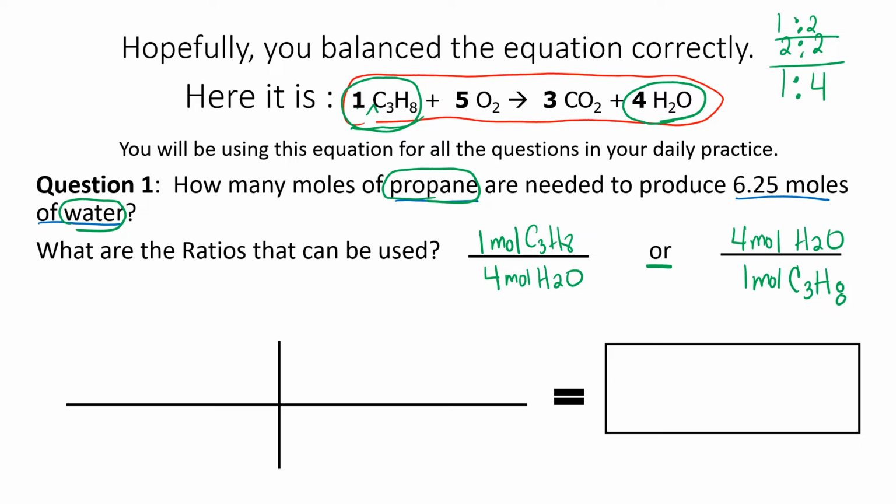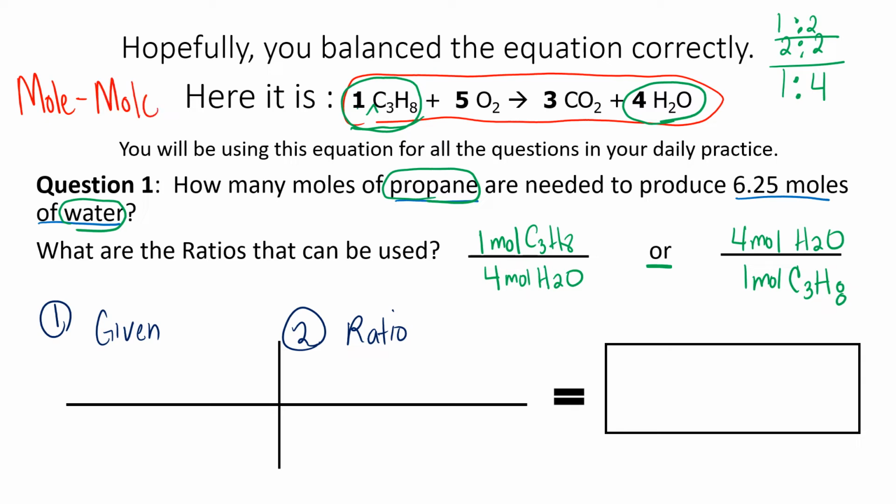Okay, so our first task is, what are the steps? Step 1, given. Step 2, ratio. They're pretty easy steps for a mole to mole. So if I didn't say this, we are doing mole to mole stoichiometry problems. They're the easiest that we're going to do for stoichiometry, and then we'll progress to mole to mass, mass to mole, mass to mass. But these are the easier ones.